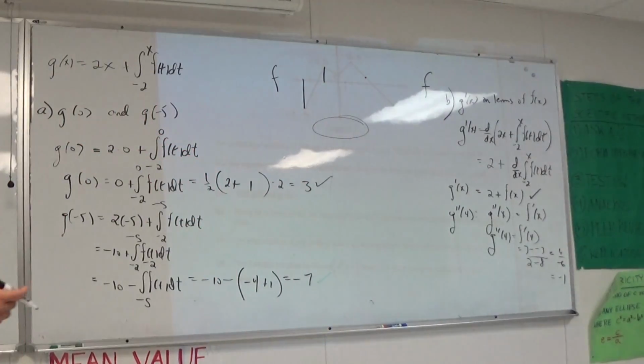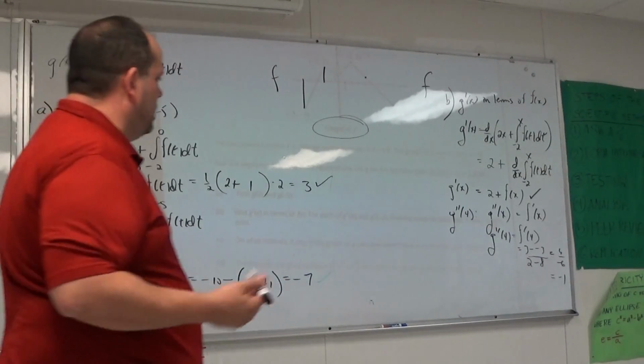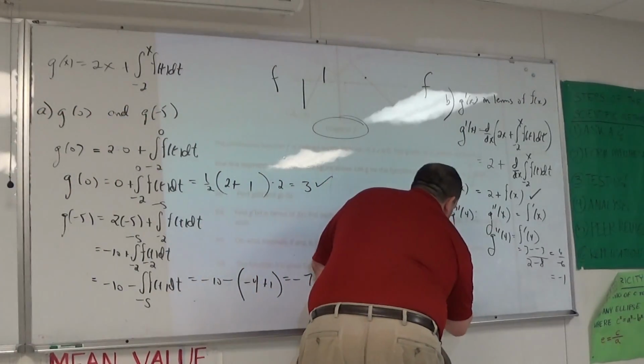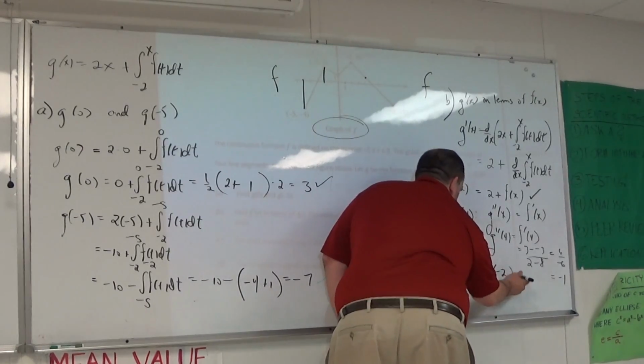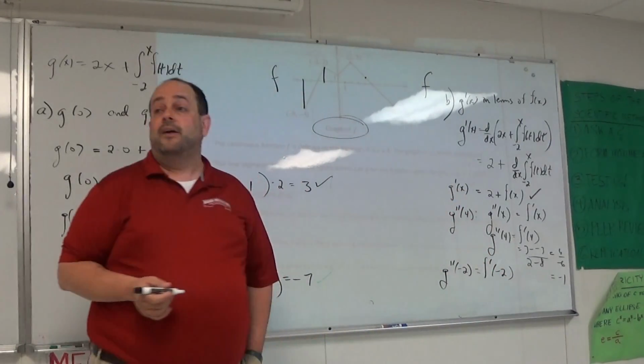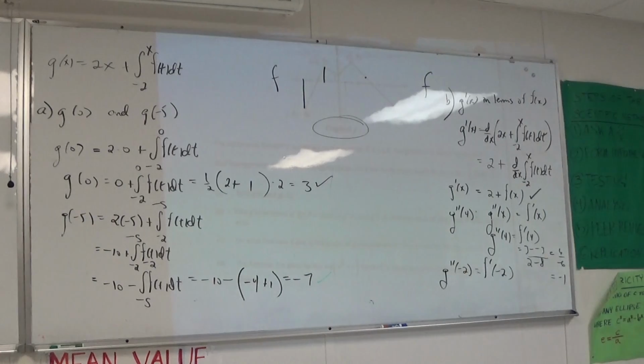Okay, what about g double prime of, what do they want? Negative 2? Okay, well what do we know about g double prime of negative 2? That's going to have to be equal to f prime of negative 2. What's the slope there? 0?